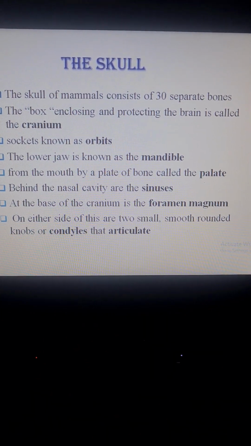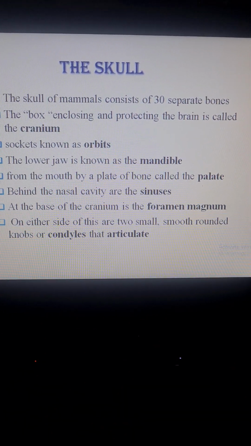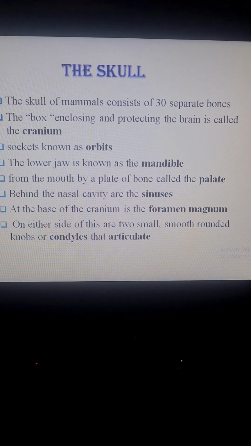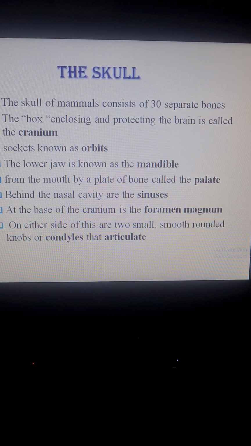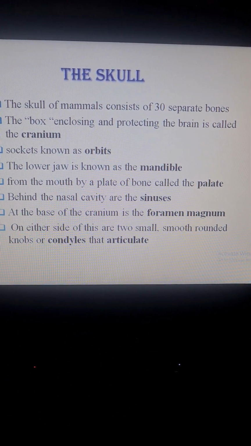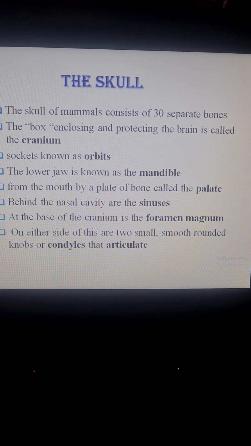Sockets are known as orbits. The lower jaw is known as the mandible. The nasal cavity is separated from the mouth by a palate of bone called the palate. Behind the nasal cavity are the sinuses. At the base of the cranium is the foramen magnum. On either side of this are two small, smooth, rounded knobs, or condyles, which articulate.